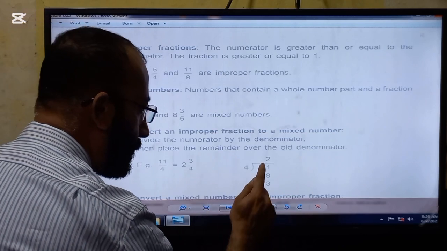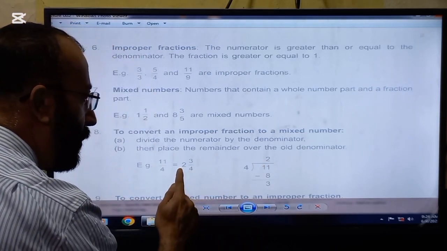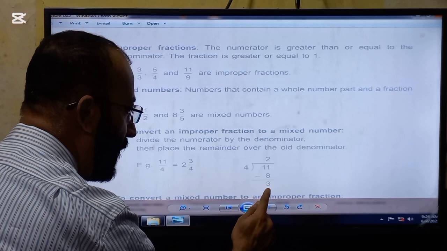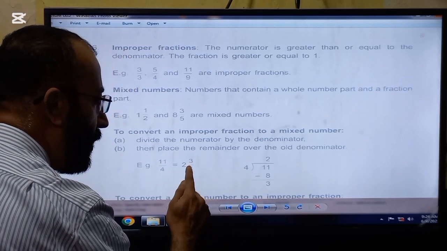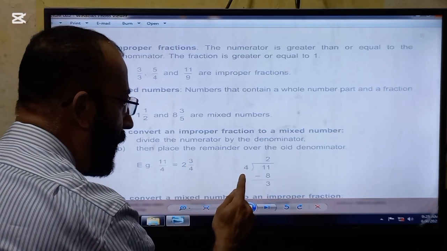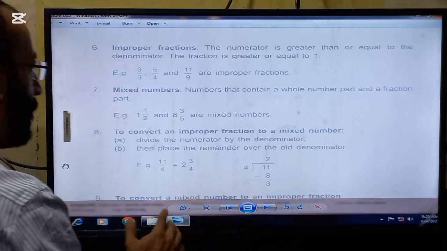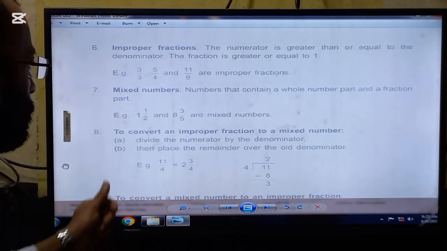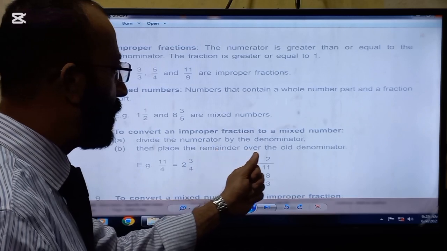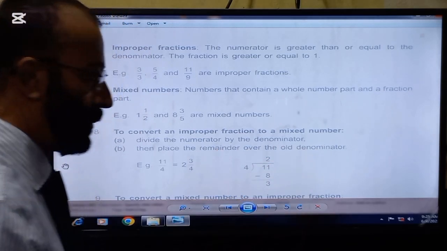Again, listen. The quotient will become the whole number part. The remainder will become the new numerator of the fractional part, and this divisor will become the denominator of the fractional part. So this is the method to convert an improper fraction to a mixed number.